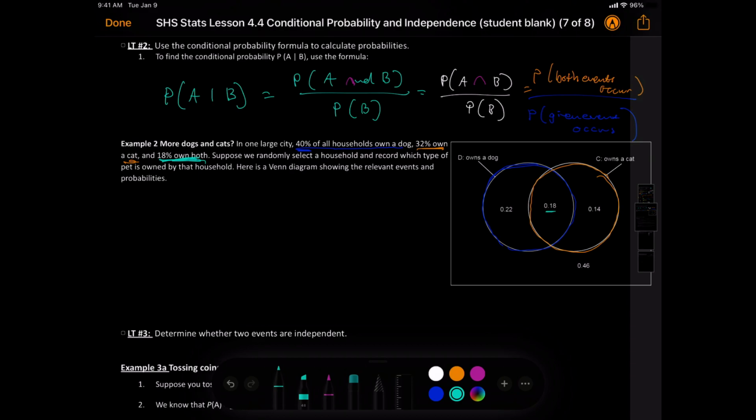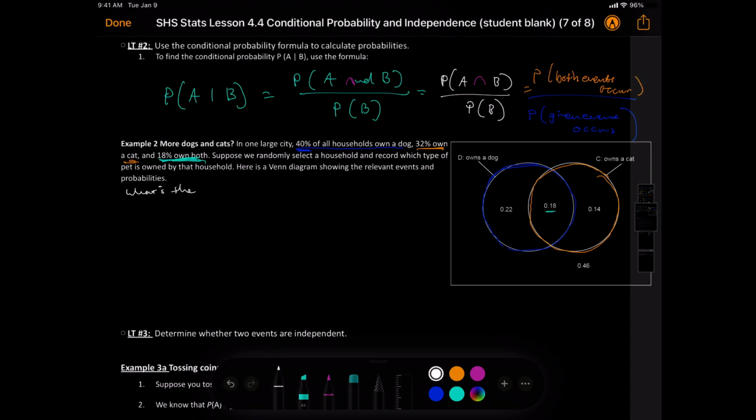22% only own a dog. 14% only own a cat. And if you add those all up and you subtract it from 1, you will get 46 that don't own a dog or a cat. Suppose we randomly select a household and record which type of pet is owned by the household. Here's the Venn diagram showing the relevant probabilities. I'm missing what we're supposed to find in here. Let me just write it out.